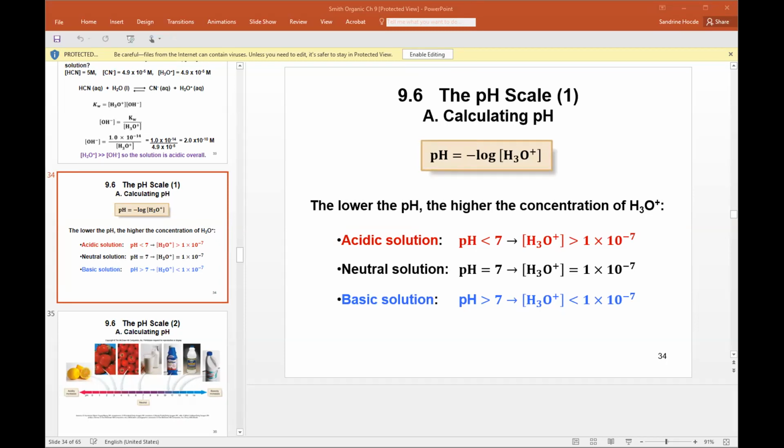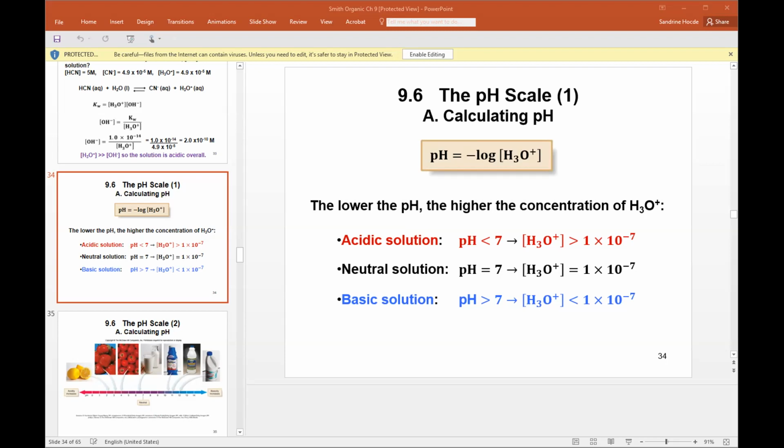So a pH of 7 means the H3O+ concentration would be 1 × 10^-7 molar. And that is when the OH- concentration would be exactly the same as well. So that's when it's neutral, when you have exactly the same amount of H3O+ and OH-.